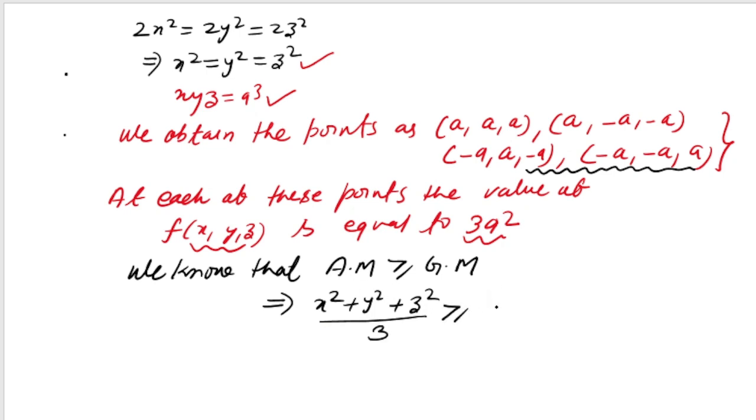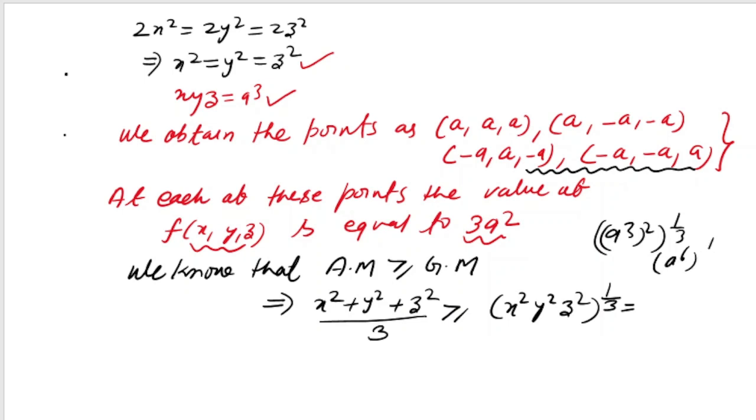And how do you calculate the geometric mean? You multiply x square into y square into z square, and you take this to the power 1 by 3, right? But it is given that xyz is equal to a cube. So it will be a cube square to the power 1 by 3, basically a to the power 6 to the power 1 by 3. So this will be equal to a square. From this we conclude that x square plus y square plus z square is greater than or equal to 3a square.